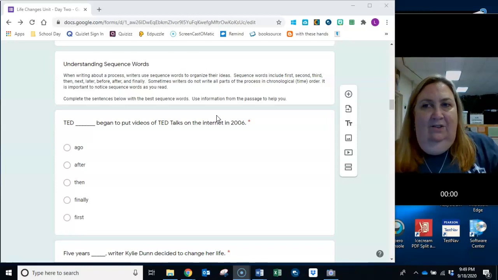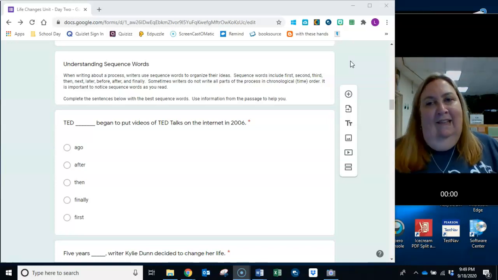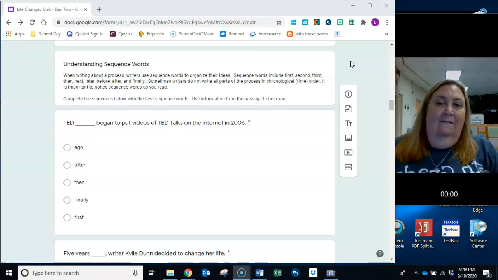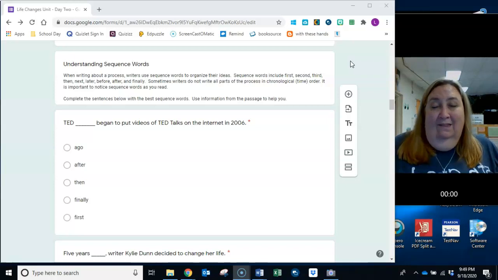Now let's look at this next section. It's understanding sequence words. When writing about a process, writers use sequence words to organize their ideas. Sequence words include first, second, third, you could keep going, fourth, fifth, sixth, you keep going forever, but you get the idea. Then, next, later, before, after, and finally. And there are a ton more. That's just some examples so that I think that you could understand what sequence means.